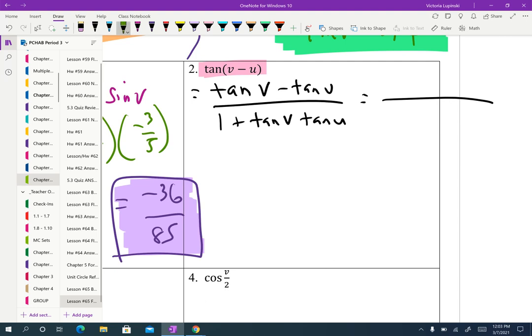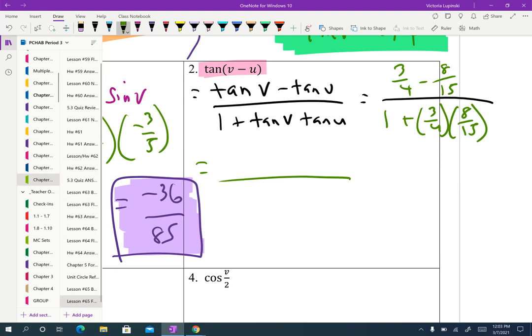The tangent of v, that's in green, and that is going to be 3 over 4. Minus the tangent of u is in orange, and that is 8 over 15. Then 1 plus 3/4 times 8/15. And again, here's still my big fraction bar.